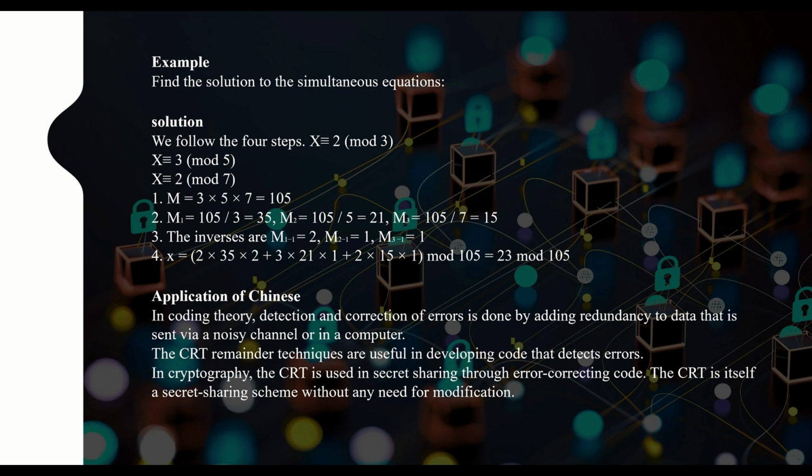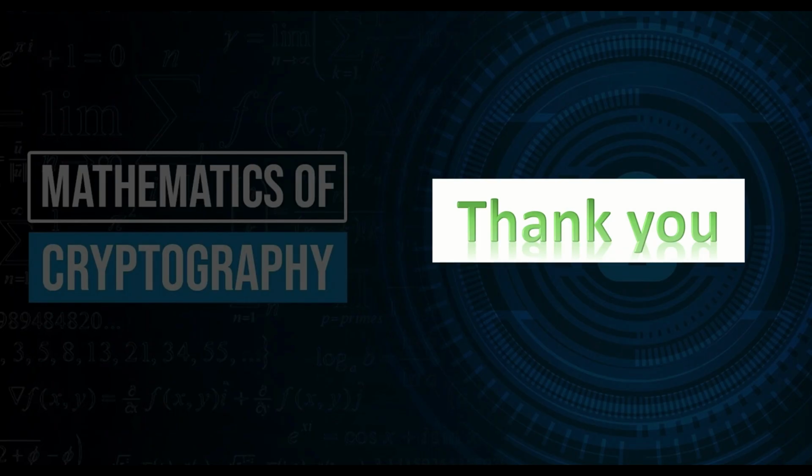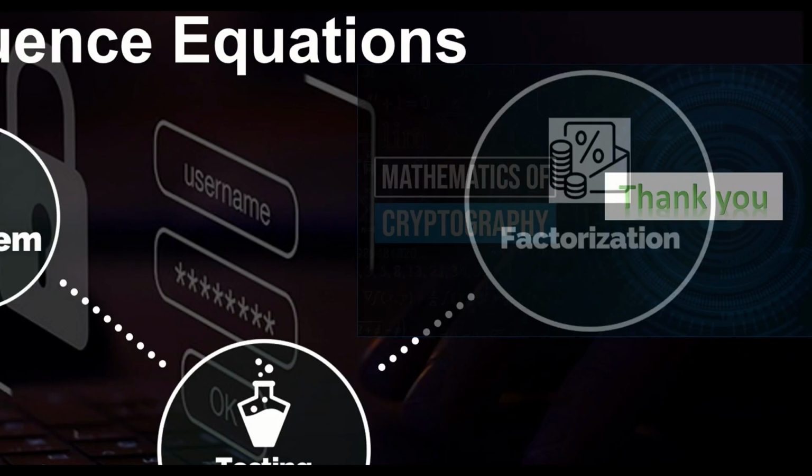Application of the Chinese remainder theorem. In coding theory, detection and correction of errors is done by adding redundancy to data that is sent via a noisy channel or in a computer. The CRT remainder techniques are useful in developing code that detects errors. In cryptography, the CRT is used in secret sharing through error correcting code. The CRT is itself a secret sharing scheme without any need for modification.